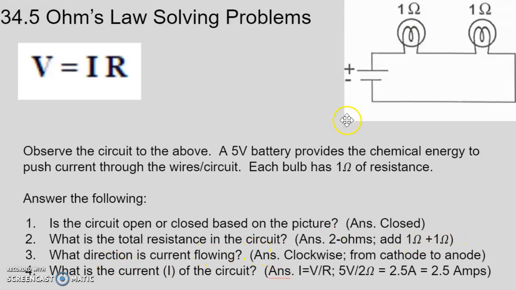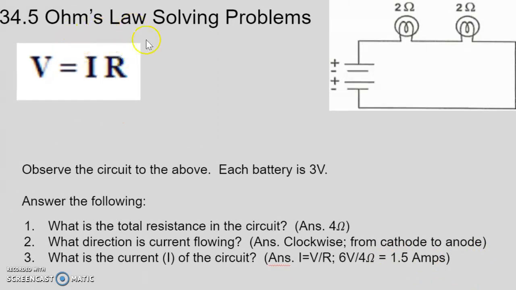What direction is the current flowing? Well, let's see. Cathode to anode tells me it's going this direction. We call that clockwise. It goes from cathode to anode. That's the conventional method. So what is the current of the circuit? Well, current is going to be voltage divided by resistance. I have 5 volts that's given, divided by 2 ohms of resistance, simply 1 plus 1. I've got 2 ohms. 5 divided by 2 is 2.5 A, or 2.5 amps of current that's flowing in this circuit.